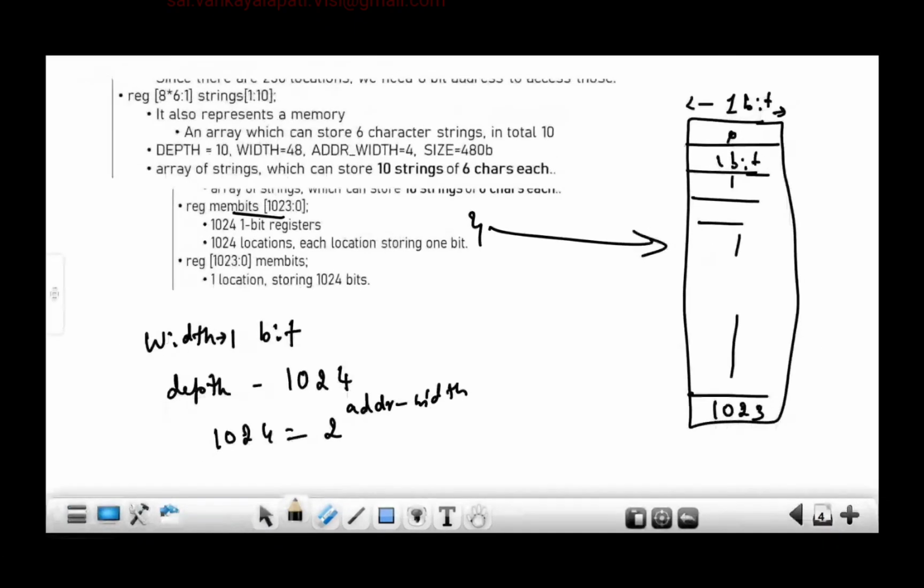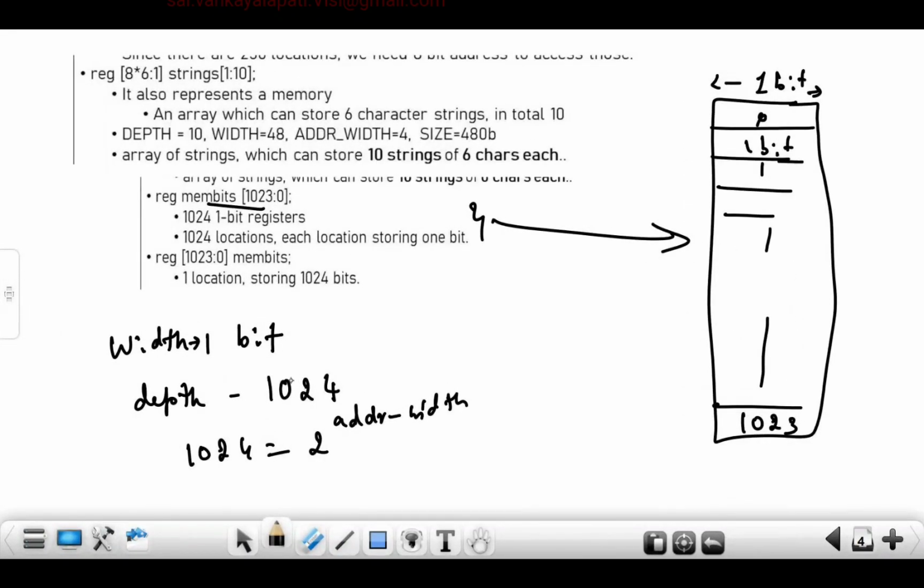What is the size of this? How can we calculate the size? Depth into 1 bit. 1024 into 1 bit, right? I can write 1024 means 1 kilobits. The size of this is depth into bit, which is 1024. 1024 means 1 kilobit. So this is nothing but bits, right? 1 kilobits. If it is 1024 into 8, then you can call it bytes. Now it is 1024 into 1, so it is going to store 1 kilobits.